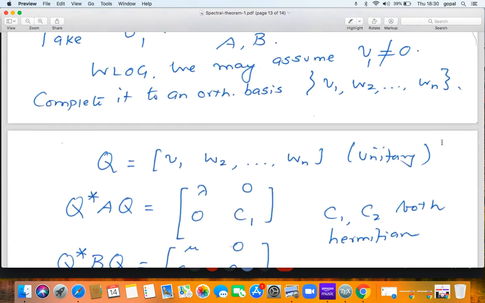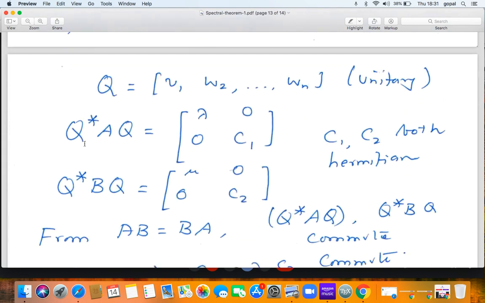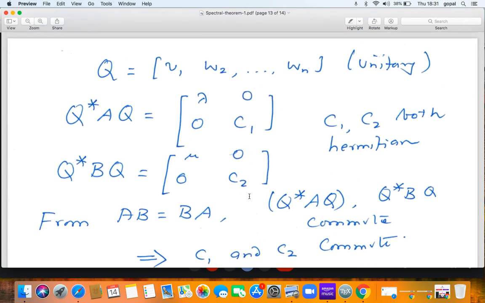Now you can guess what the next step is going to be. Cook up this matrix Q by stringing these orthonormal vectors together. You're going to get a unitary matrix, obviously. And then Q star AQ, as in the proof of the spectral theorem, will turn out to be lambda, 0, 0, C1. Similarly, Q star BQ will be mu, 0, 0, C2. And as in the proof of the spectral theorem, C1 and C2 will again be n-1 by n-1 Hermitian.